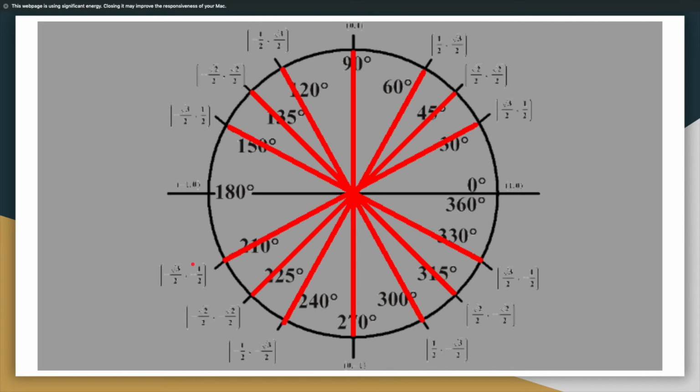Similarly, if we take the cosine value at 135 degrees, which is negative rad 2 over 2, and then go 180 degrees further, we end up at 315 degrees, which has a cosine value of rad 2 over 2, the negative of negative rad 2 over 2.